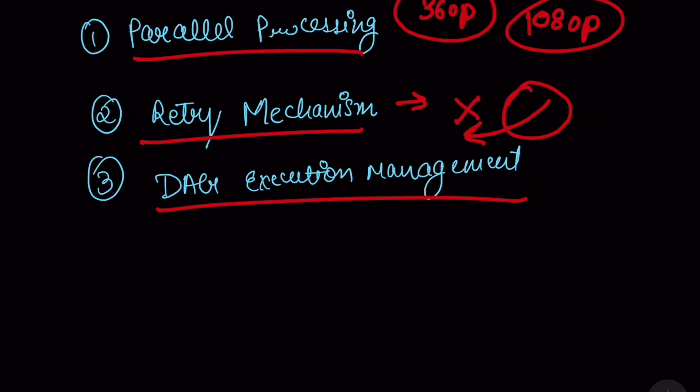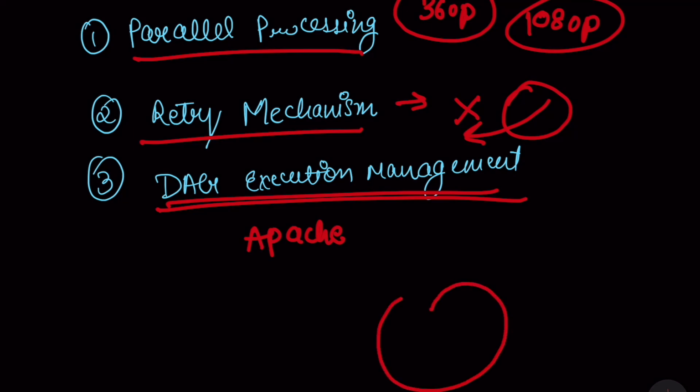Then we are going to have the DAG execution management. So over here you can use tools like Apache Airflow or similar orchestrators to manage the execution and scheduling of these tasks. And here we will ensure that no circular dependencies exist and the tasks can be completed in the correct sequence.